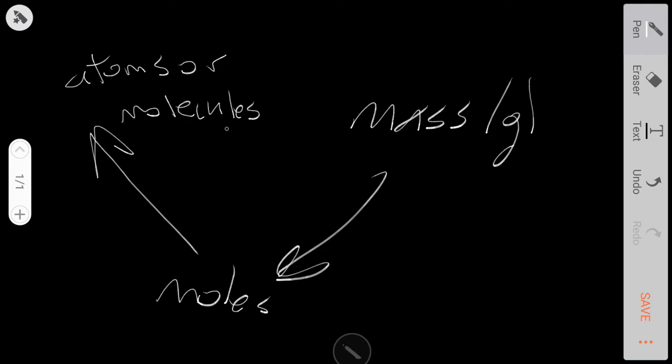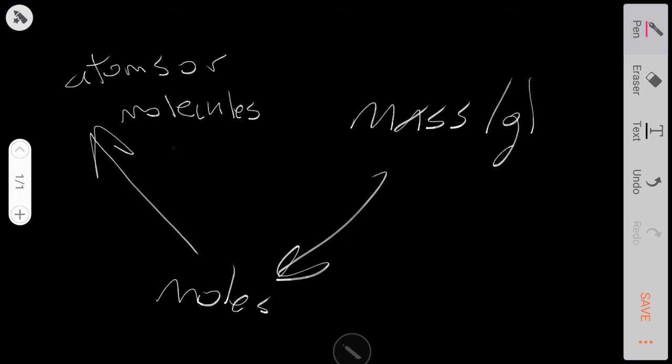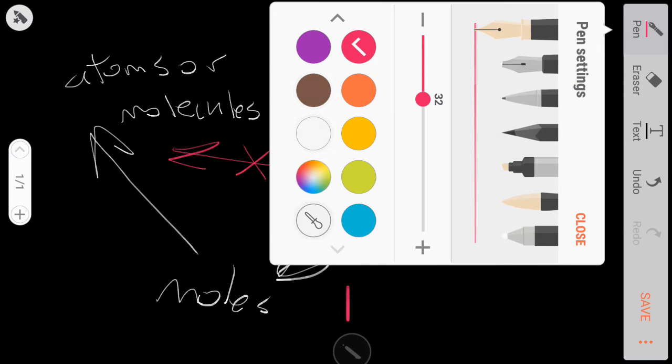Cool. You cannot, I'm gonna use pink, but pretend it's red, you cannot go this way. You cannot go from atoms to mass. You have to go through the moles. See what I'm saying? Okay.